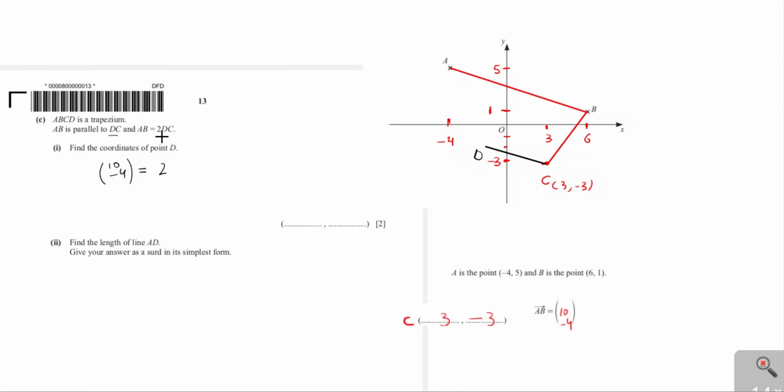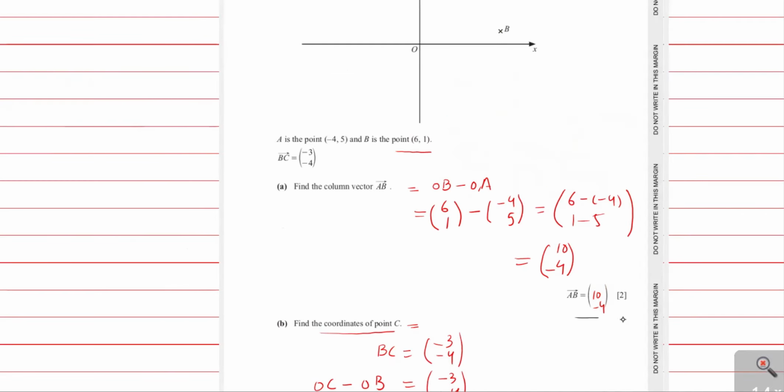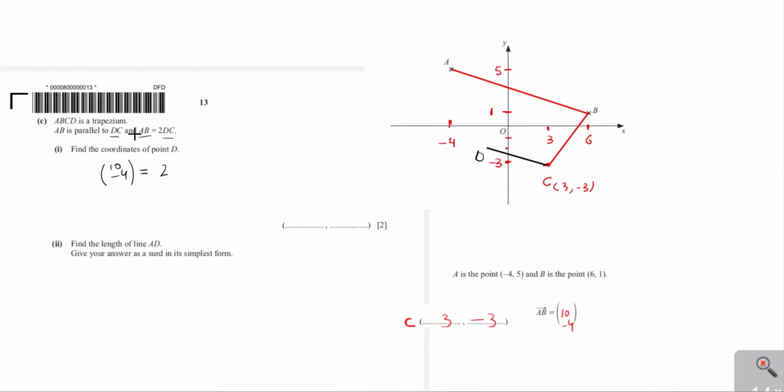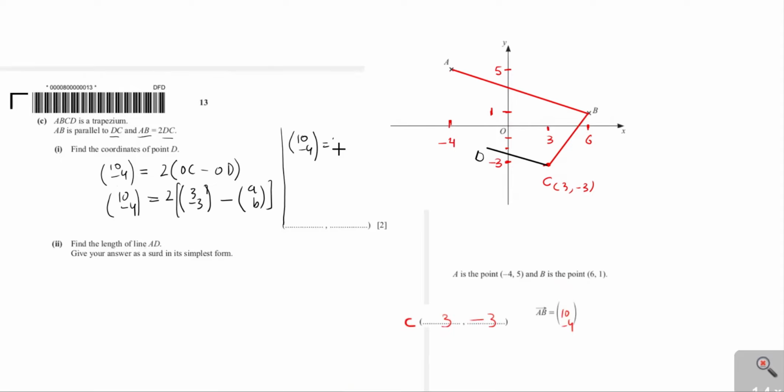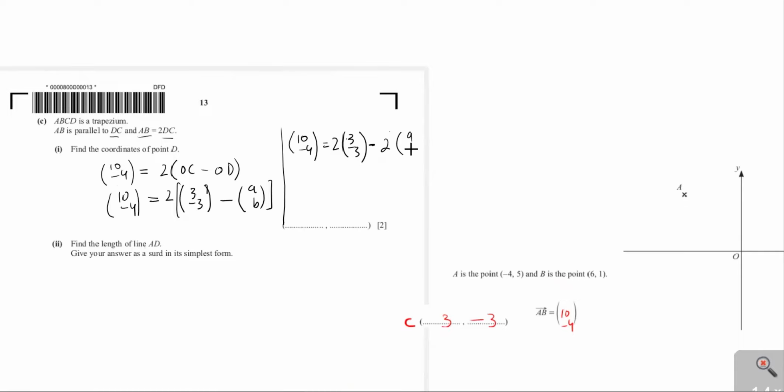Part C. ABCD is a trapezium. AB is parallel to DC. AB equals 2 times DC. Look here, the AB vector here is (10, -4), and therefore we write AB (10, -4). And DC we can write OC minus OD. And OC column vector is (3, -3), and OD column vector, we suppose that is (a, b). And we can write this (10, -4) equal to 2 times ((3, -3) minus (a, b)).